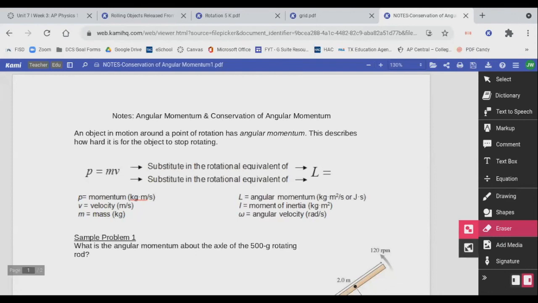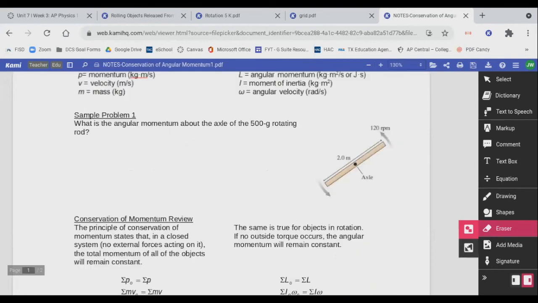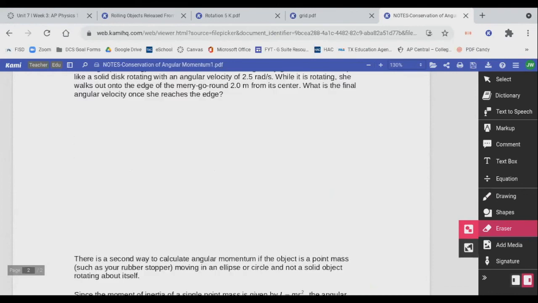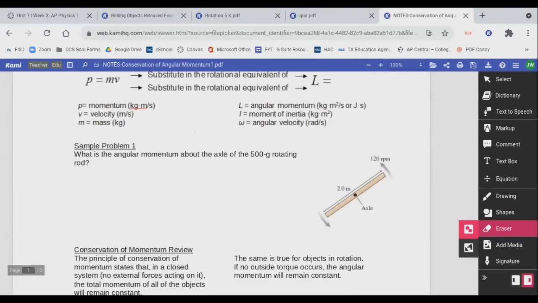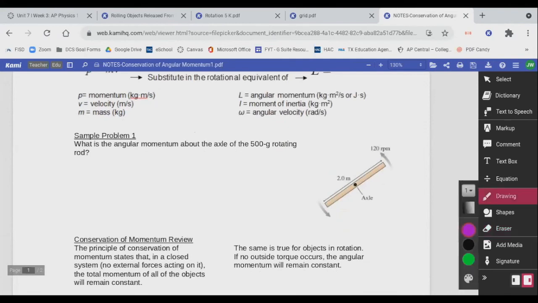What I would like for you to do is finish number 6 on that previous page on the rotation and the second page of this one. This goes into a second page, and there are 2 sample problems on the back. I want to do the 2 sample problems on the front just to give you some reference, and show that these problems aren't as bad as they might seem. Let's take a look at this real quick and see if we can clip through it and beat the bell. What is the angular momentum about the axle of a 500-gram rotating rod?